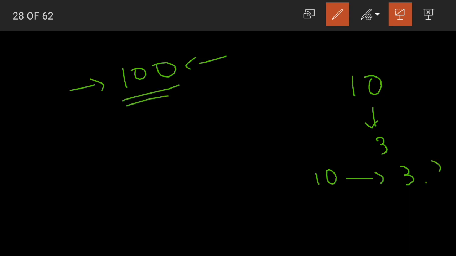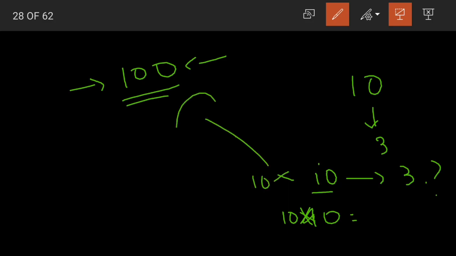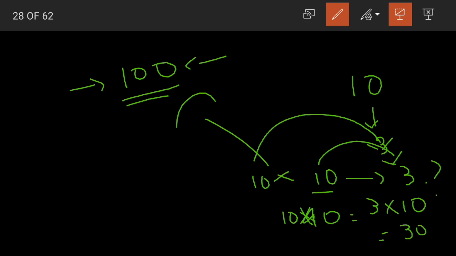Then for 100 parts, how many parts did he shade? 10 into 10 is equal to 100. Yes, we have 10 tens in 100. So in each 10 we have 3 shaded parts. Now we have 10 tens, so we'll have 3 into 10, that is equal to 30 shaded parts. Understood? For every 10 parts, 3 parts are shaded. So for 20 parts, how many parts will be shaded? 3 into 2 is equal to 6.